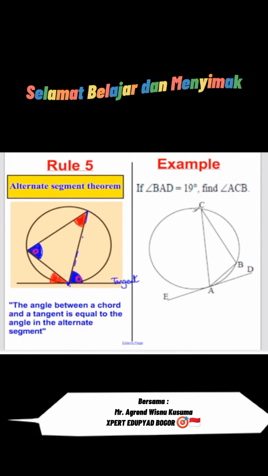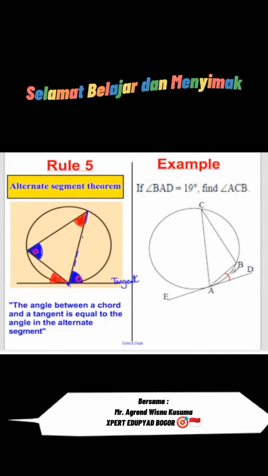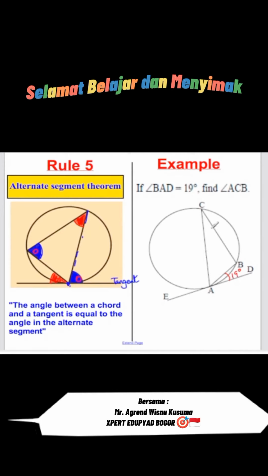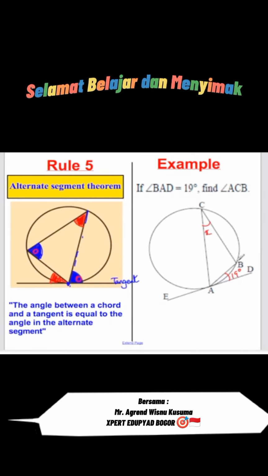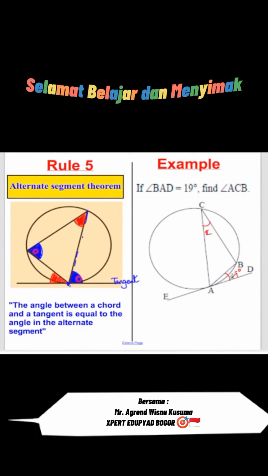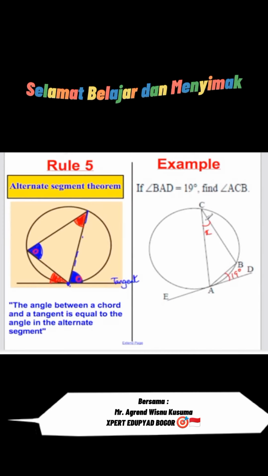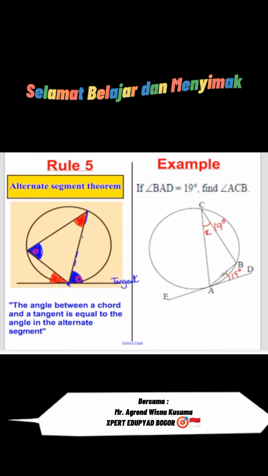So here's an example. If BAD is 19, B to A to D is 19, they want to know what ACB is, A to C to B, this one here. Well, we've got a tangent meeting a chord. Therefore, the angle in the alternate segment, that one, must also be 19 degrees. And it's as simple as that.